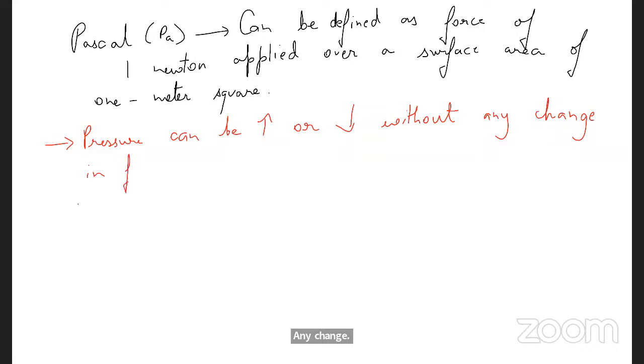But how is that possible? If we are applying the same force over anything, how is it possible that the pressure is different? Force is the same, but how can the pressure be different? Pressure can be different because of the surface area. How?